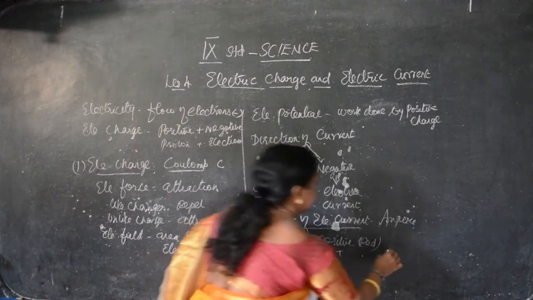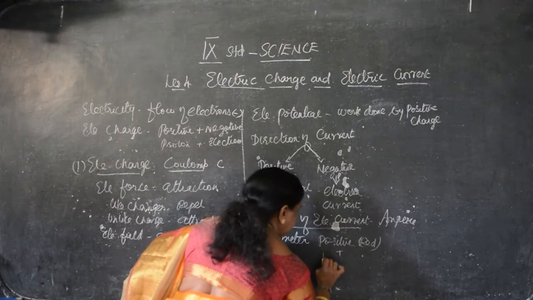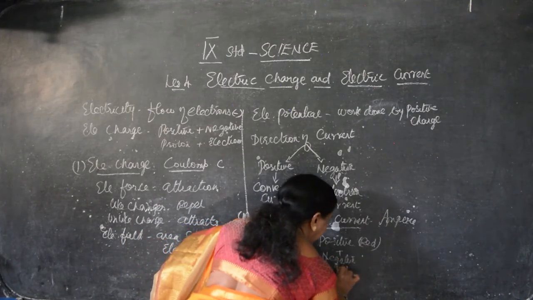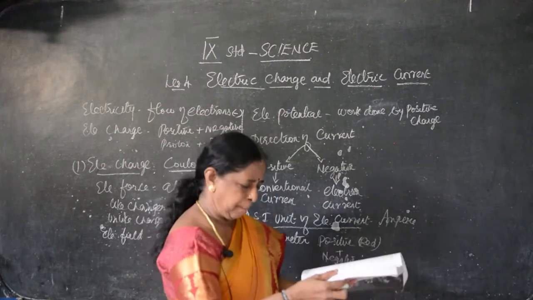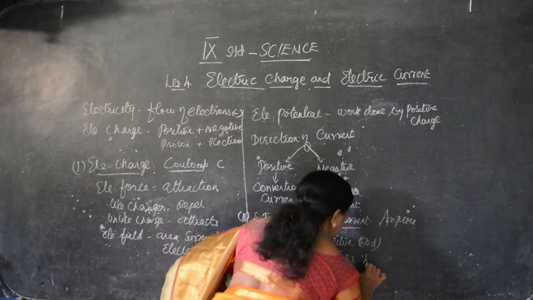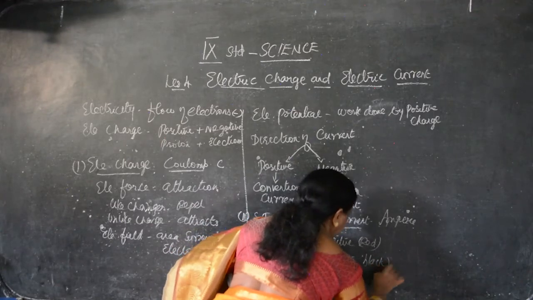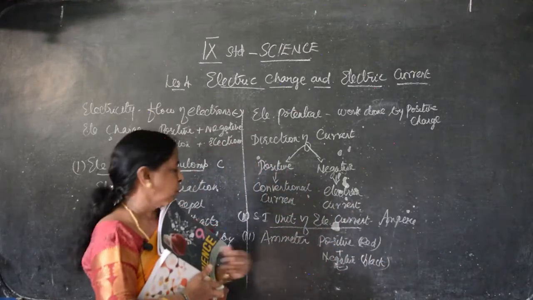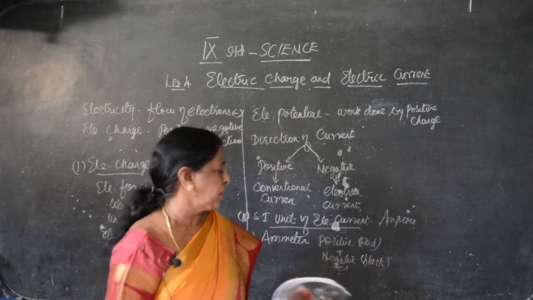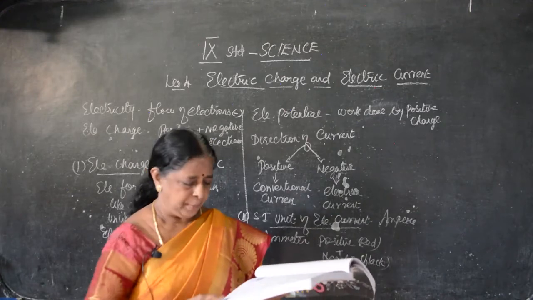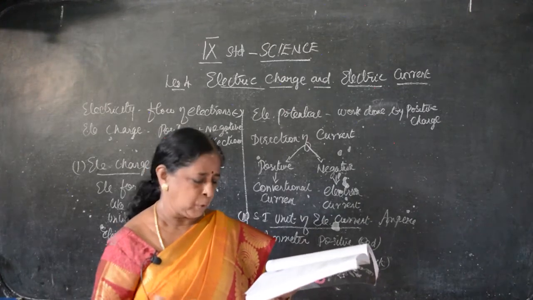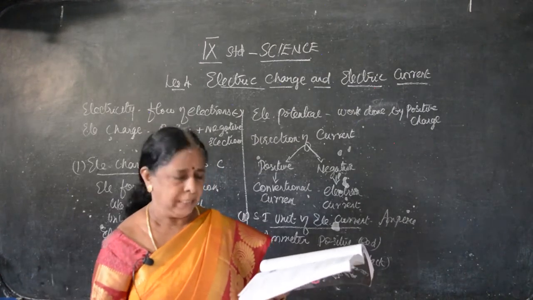And the negative terminal is negative, minus, which may be black. So we have to use the ammeter to find out the strength of the electric current of the electric circuit. So for that you have to take the ammeter. Here, in the ammeter, the current flows from the positive terminal to the negative terminal.